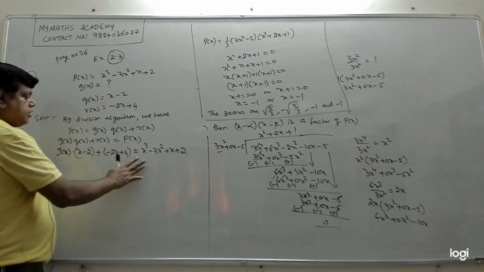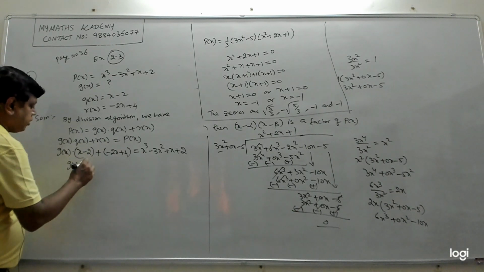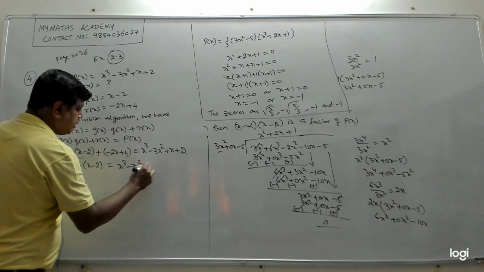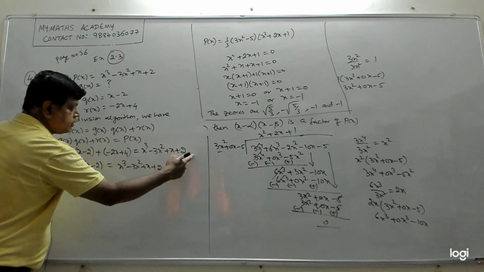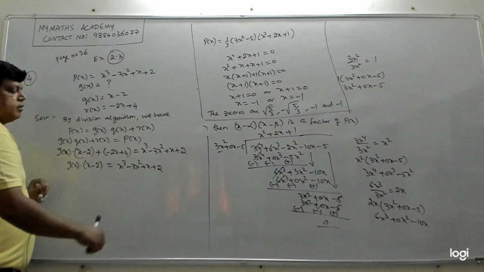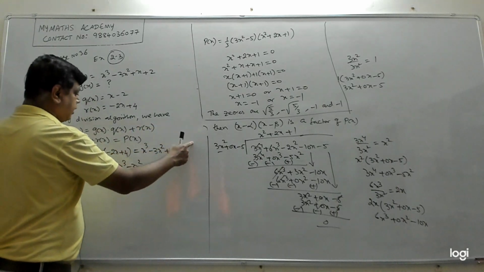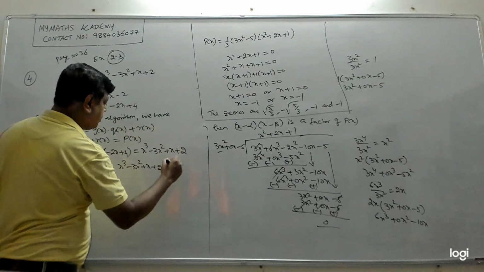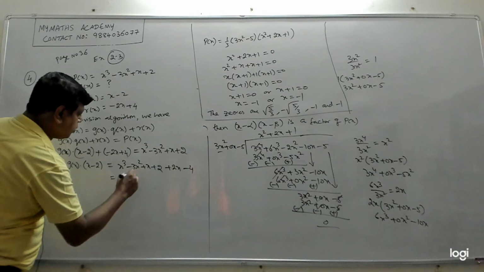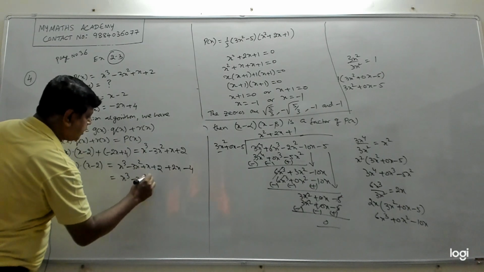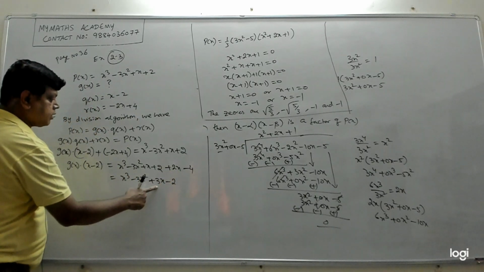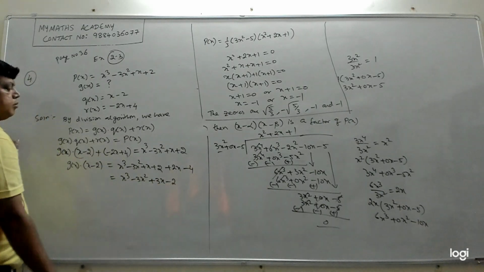Now we need to solve this and find g of x. So g of x into x minus 2 equal to x cube minus 3x square plus x plus 2. I am going to take r of x to this side, right? So when it goes this side, minus 2x will become plus 2x, plus 4 will become minus 4. So now if you simplify this, what do we get? X cube minus 3x square plus 3x minus 2, because x plus 2x is 3x, 2 minus 4 is minus 2.